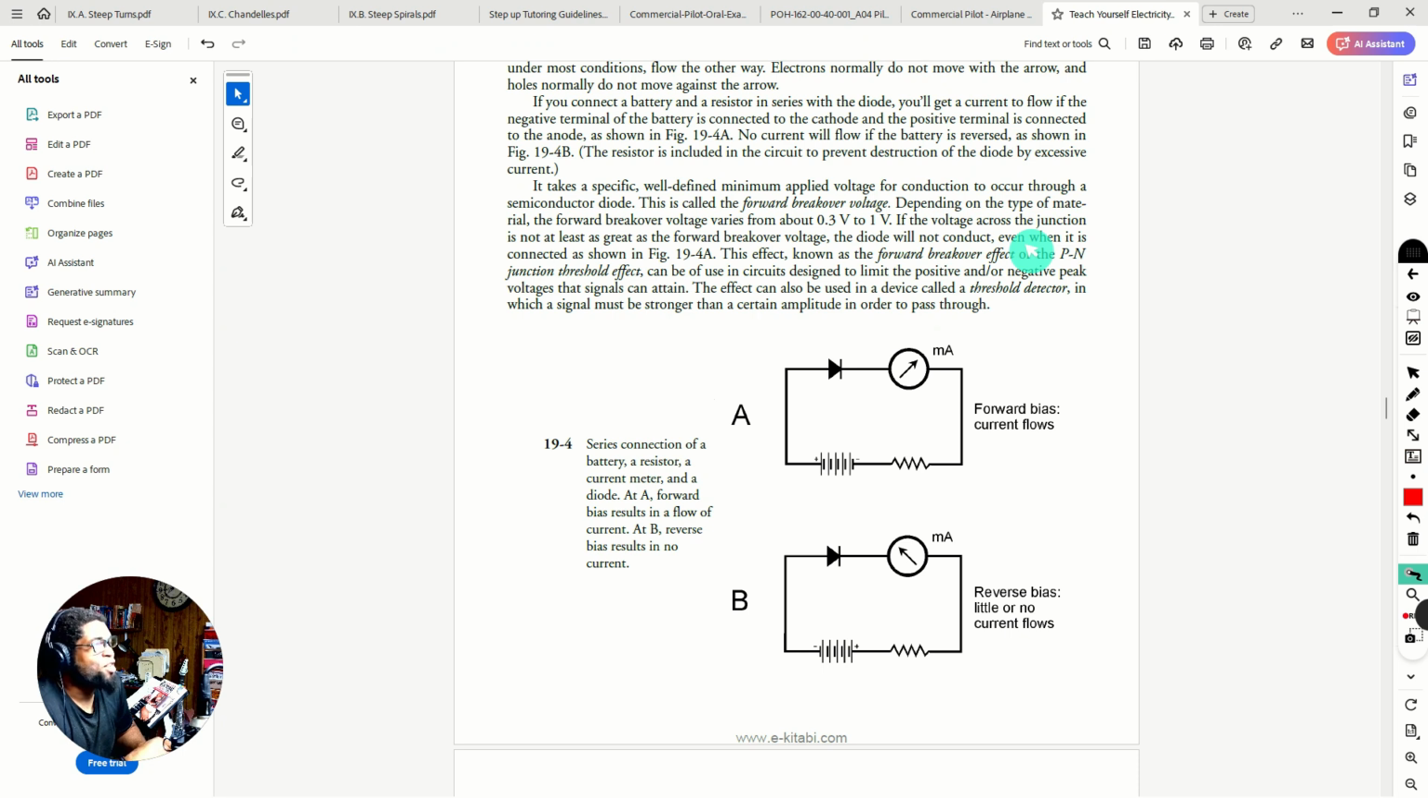If the voltage across the junction is not at least as great as the forward breakover voltage, the diode will not conduct. So what he's telling us here is that while diodes will conduct, they need a minimum voltage to conduct. The range he gives us, from 0.3 volts to a volt, is comprising anywhere from Schottky diodes all the way to other more specific types of diodes.